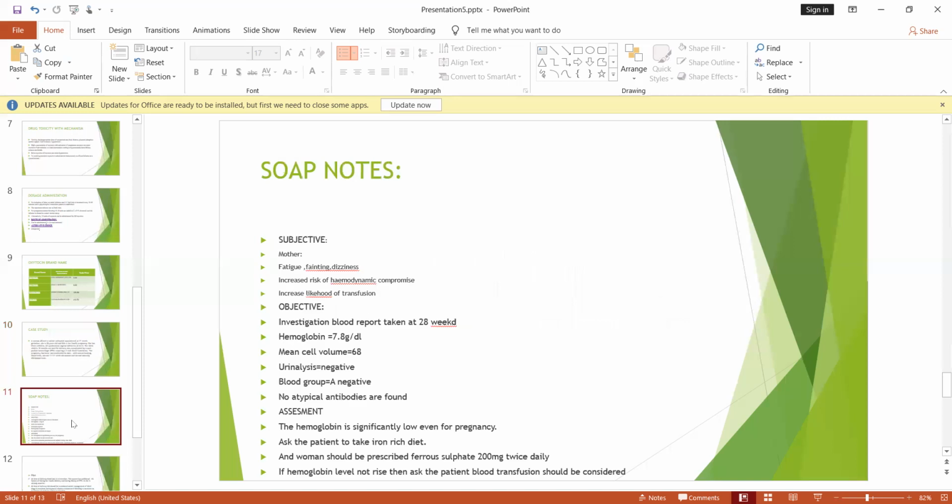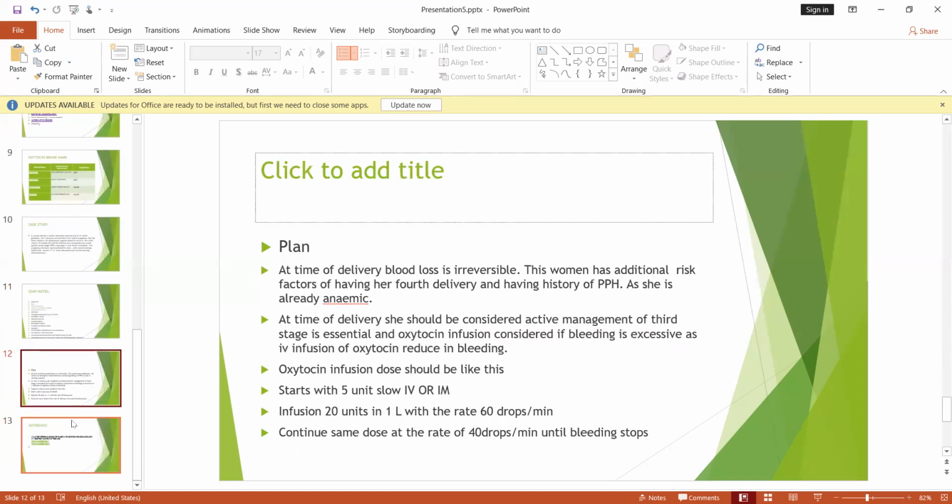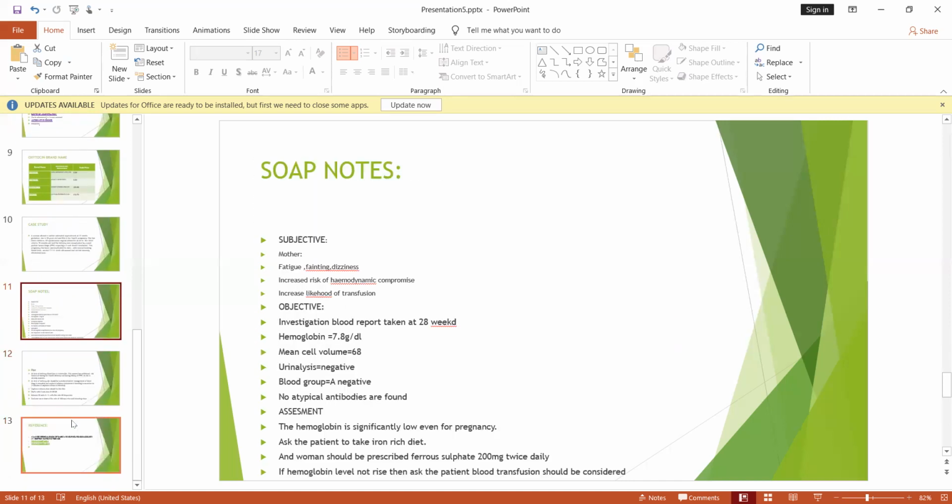Now here are some SOAP notes. Subjective: the mother experiences fatigue and dizziness, with increased risk of hemodynamic compromise. Now we have objective. We investigate the blood report at 28 weeks: hemoglobin is 7.8, which is very low, and mean cell volume is 68, which is also low. On assessment, the hemoglobin is significantly low, even for pregnancy.